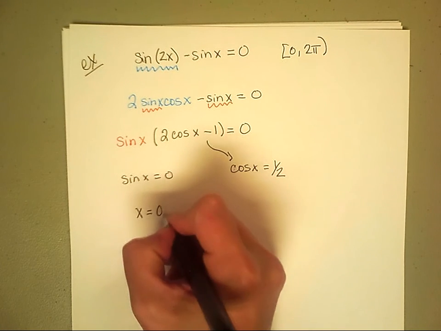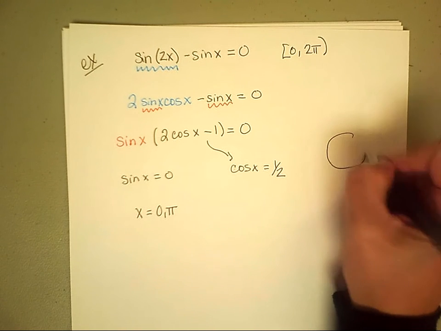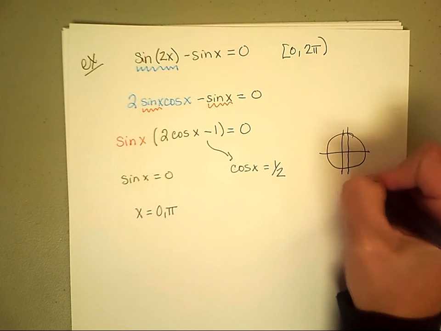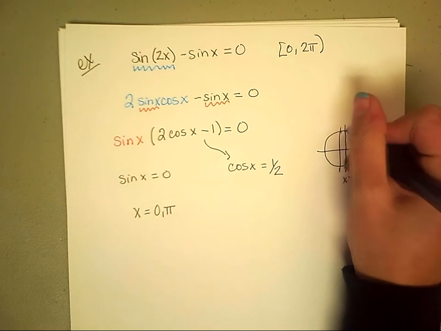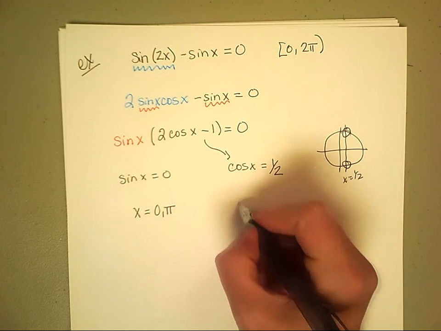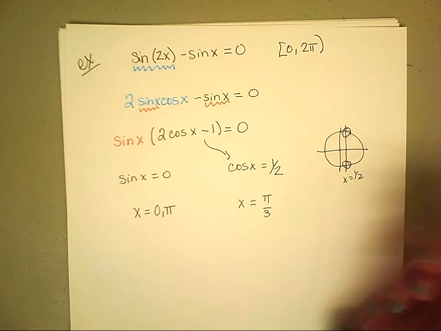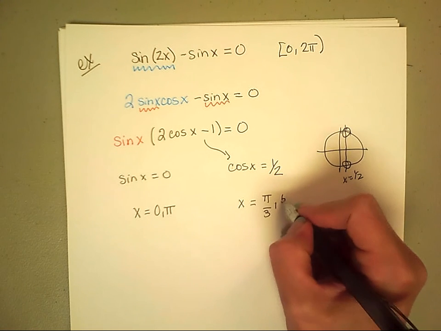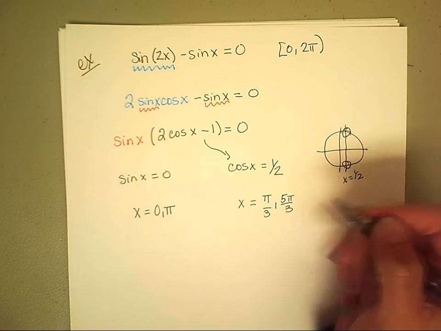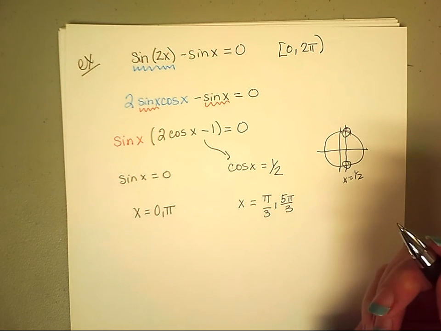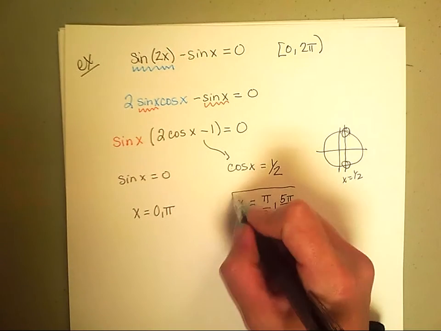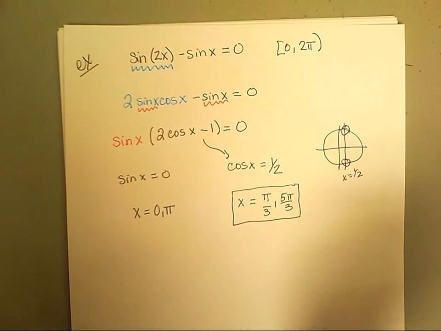We just solved this. We know that the sine of x is equal to 0 at 0 and pi. And for the cosine of x being 1/2, that's the line x is equal to 1/2. We get here and here. So x is equal to pi over 3 and 5 pi over 3. And I suppose we should check these.